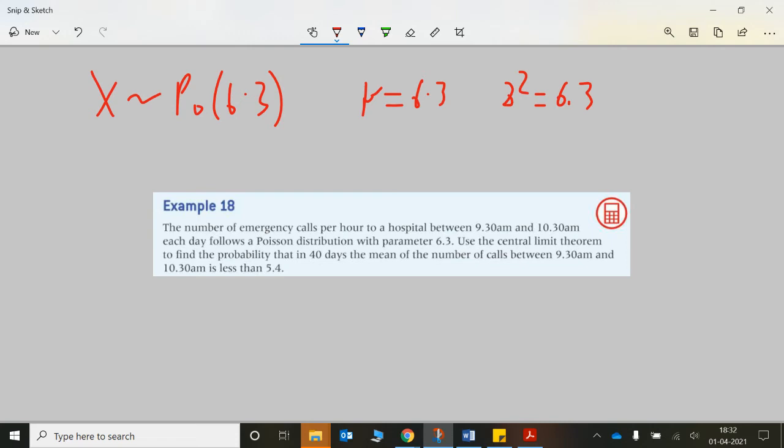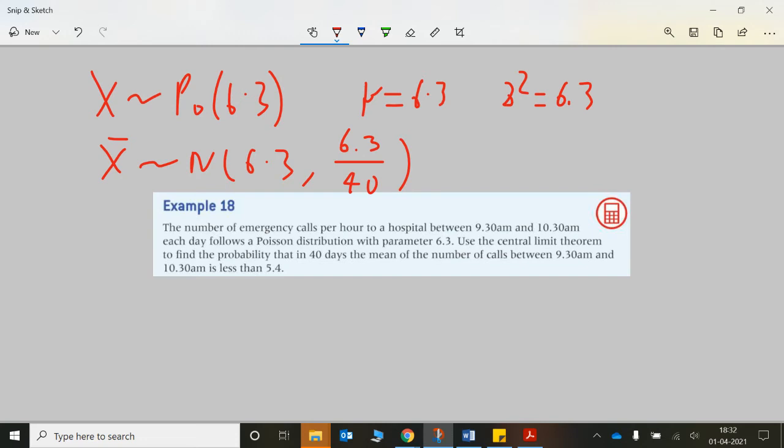Okay, so use the central limit theorem. So fortunately they're pointing us in this direction. So central limit theorem here to find out the probability that in 40 days, so X bar is going to be normally distributed, 6.3 is the mean. In 40 days, we're going to have 6.3 divided by 40 there. That's going to be our new distribution here.